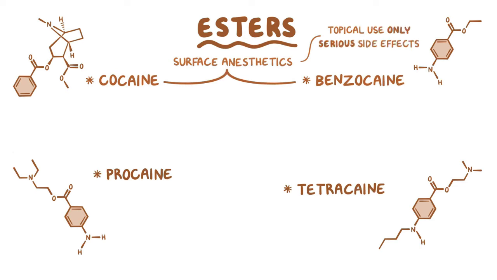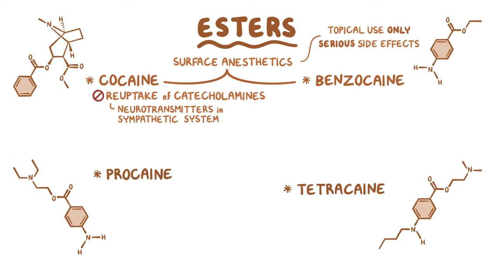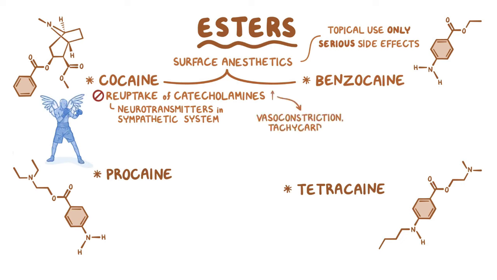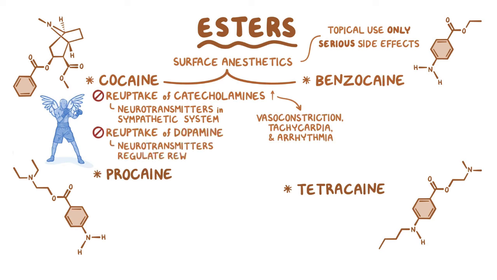Cocaine is the only local anesthetic that blocks the reuptake of catecholamines, which are neurotransmitters in the sympathetic system in charge of the fight or flight response. This causes catecholamines to build up and leads to vasoconstriction, tachycardia, and arrhythmia. It also blocks the reuptake of dopamine, a neurotransmitter that regulates the reward pathway. Increase in dopamine causes the euphoric feeling associated with cocaine, and it can lead to addiction.